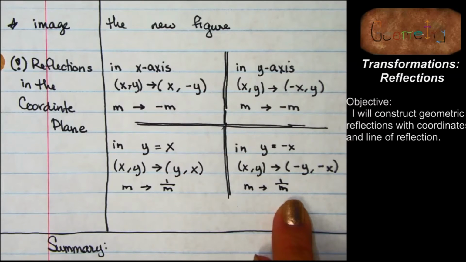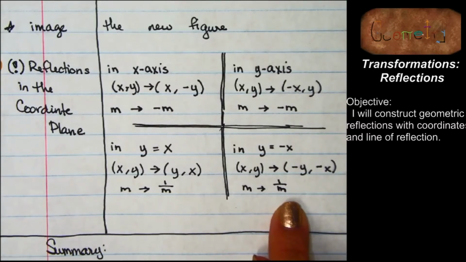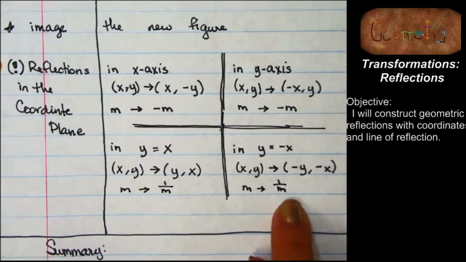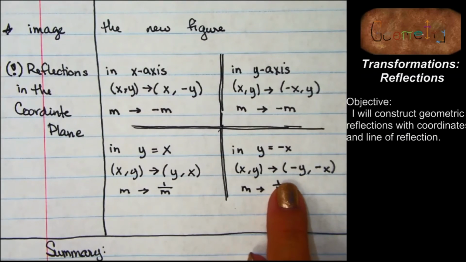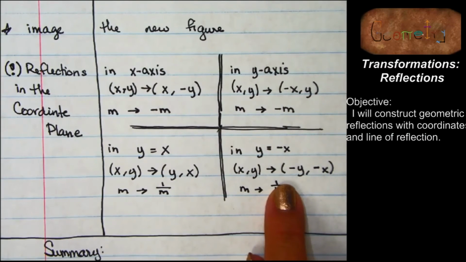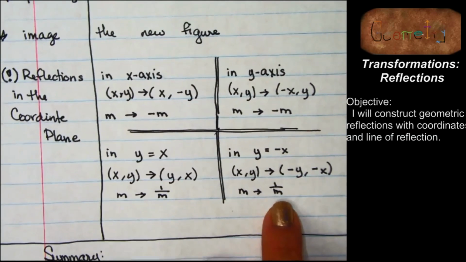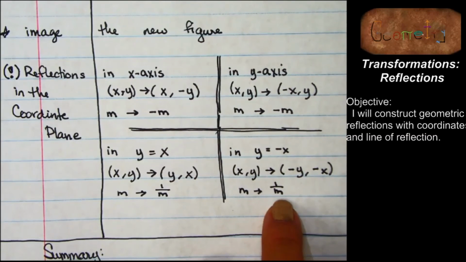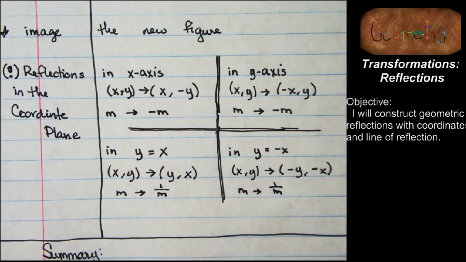If you're reflecting in the line y equals negative x, what happens to your coordinates? They both change to negative, and they flipped. This is like the contrapositive. Remember those statements? Where we switch and negate? It's totally what we're doing here. So the line y equals negative x is totally a contrapositive line in reflections. Slope. What happens with the slope? It goes to reciprocal. We have a reciprocal thing happening again.